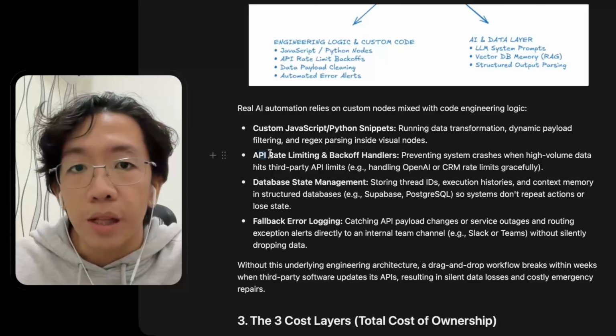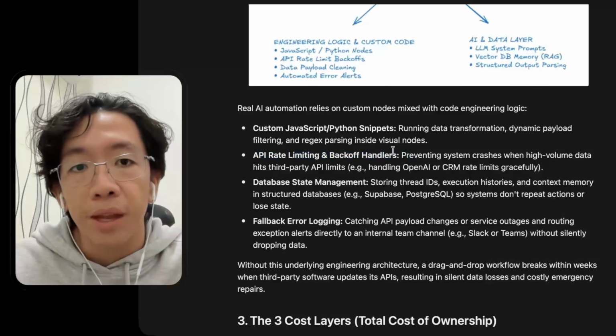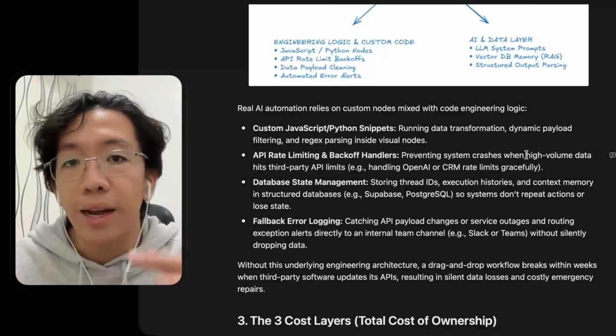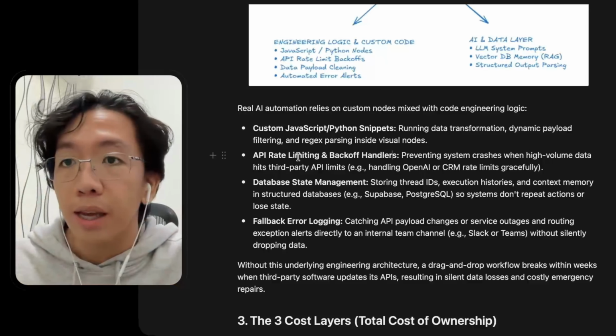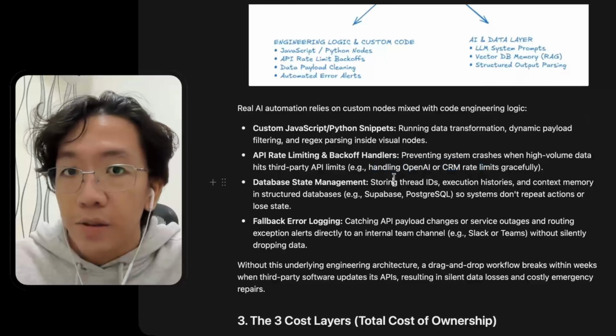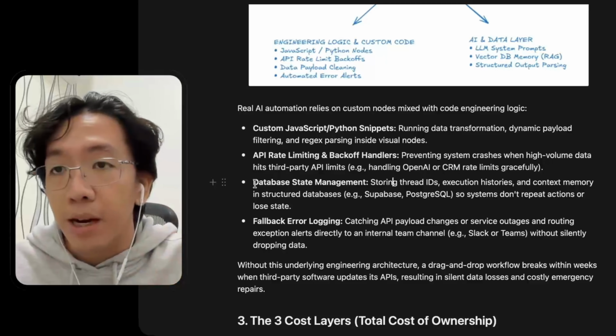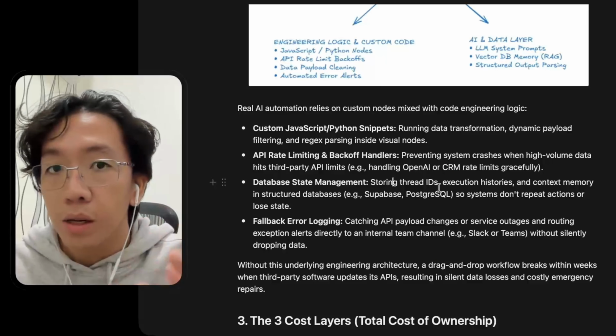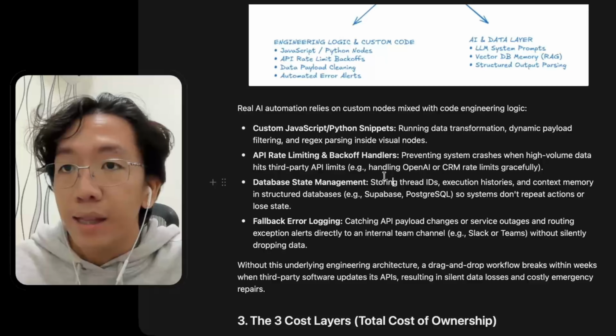Again, for example, running data transformation, dynamic payload filtering, and regex parsing inside the nodes. Then we have API rate limiting and backoff handlers. So this prevents system crashes when high-volume data hits third-party API limits, like handling OpenAI or CRM rate limits gracefully. Then we have database state management. So here you have your execution histories, your contacts, and other data.